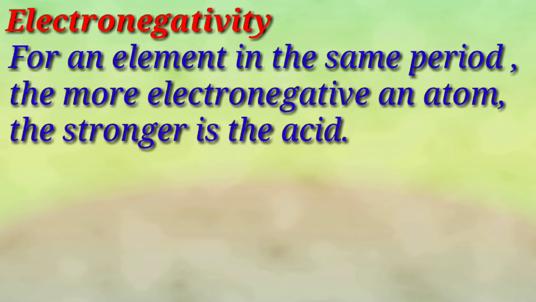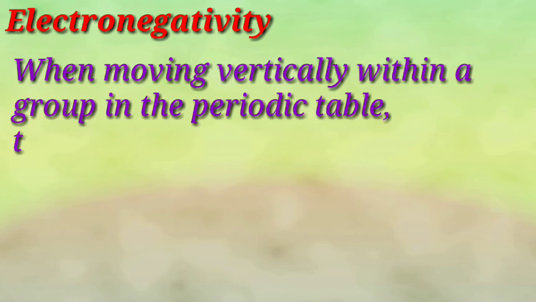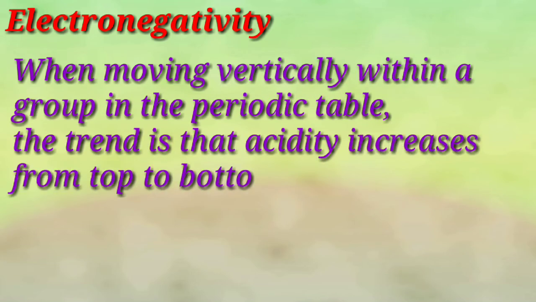Next is electronegativity. Now, for elements in the same period, the more electronegative an atom, the stronger the acid is. Well, the acidity increases from left to right across the period. When moving vertically within a group in the periodic table, the trend is that acidity increases from top to bottom.